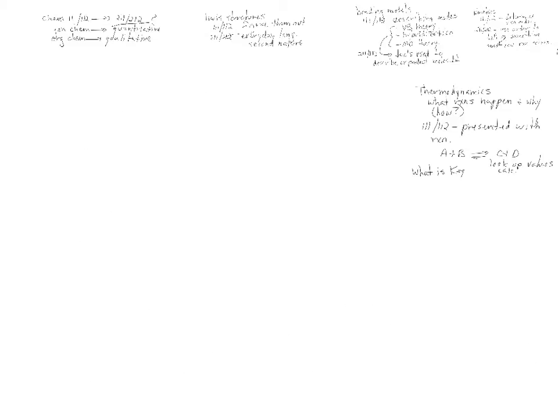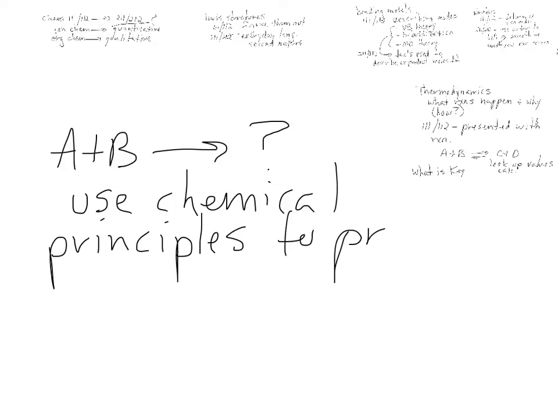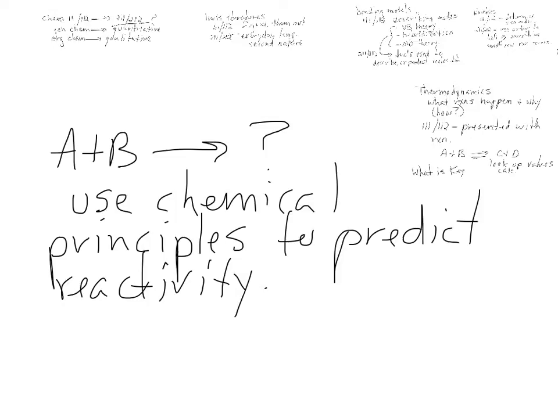In organic chemistry, you might just be given the reactants. And you have to decide, based on the principles, what's going to happen. That's hard. And so what's new about that is that you have to use all of the things that you learned before to predict something new.